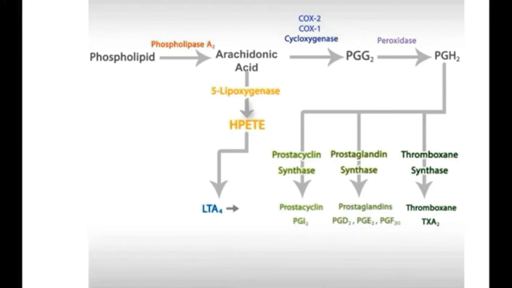And the third use is maintenance of patent ductus arteriosus, and the drugs used are PGE1 and alprostadil. And the last use is pulmonary hypertension, and the drugs used are prostaglandin I2, epoprostenol and Flolan.